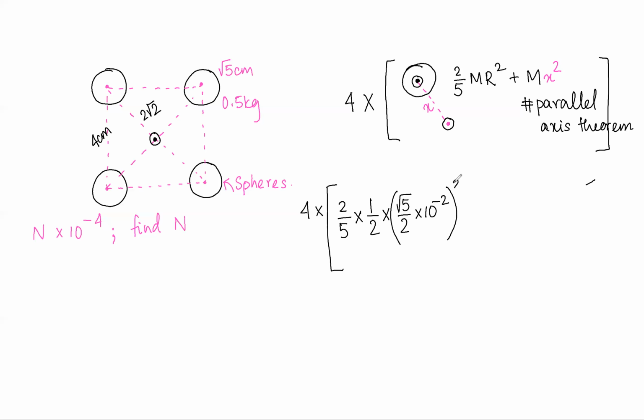Understood? The diameter is root 5. The radius is root 5 by 2. And because it is in centimeters, you have to convert it to meters. So that becomes again into 10 to the power minus 2, and its square. Plus, what is the mass of the sphere? 1 by 2 kg. What is the value of x? x is the distance from the center of the sphere to the center of the axis of the square, like this point and that point. That distance is x. How much is that? That is 2 root 2. So half is the mass multiplied by 2 root 2 into 10 to the power minus 2, its square. So mx square.